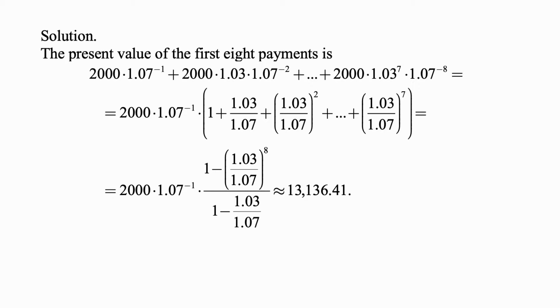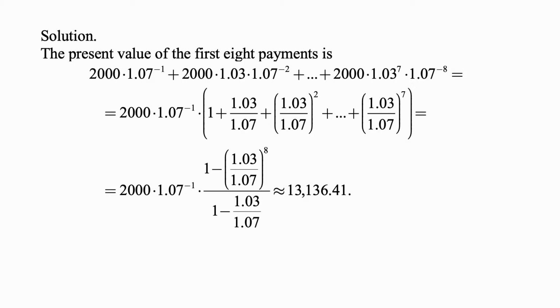So we rewrite it as 2,000 times 1.07 to -1. That's the first payment, and then times 1, because you get the first payment by multiplying this by 1, plus 1.03 over 1.07, because the 2,000 is multiplied by 1.03, but it's discounted over 1 more year. Then plus 1.03 over 1.07 squared, and so on up to 1.03 over 1.07 to the 7th. That expression in the large parentheses is a partial sum of a geometric series.